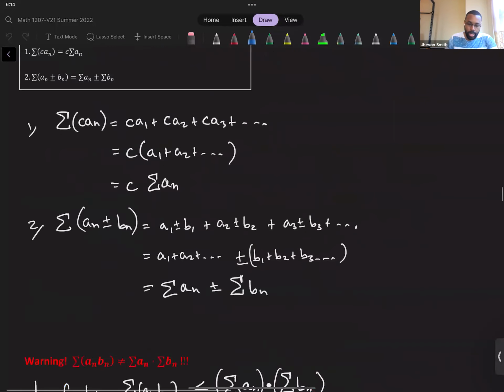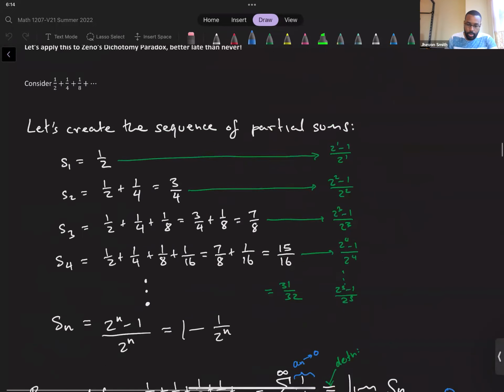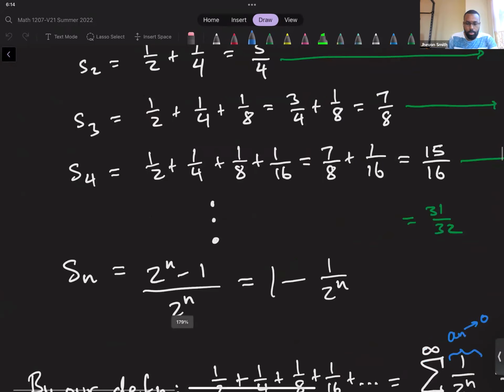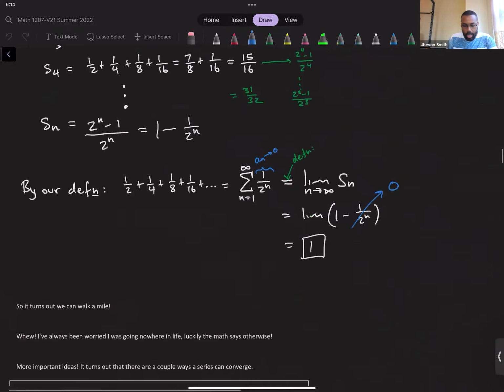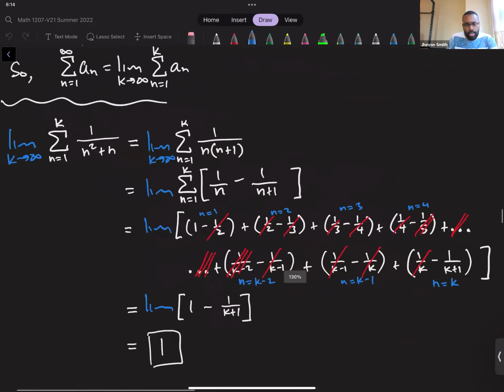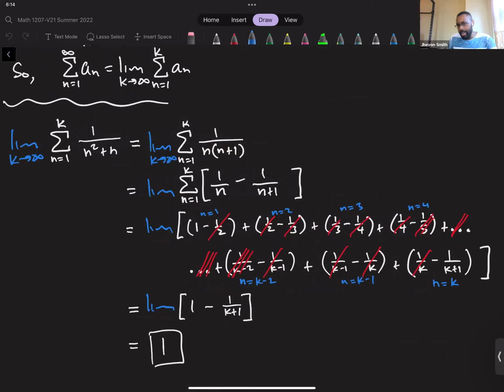This game that we were playing with figuring out what expression gives us what the sequence of partial sums looks like, and taking the limit of that. Or we look at, oh, this sum is telescoping. Let's just expand it out, cancel all the terms that we need, and we can get to the answer.